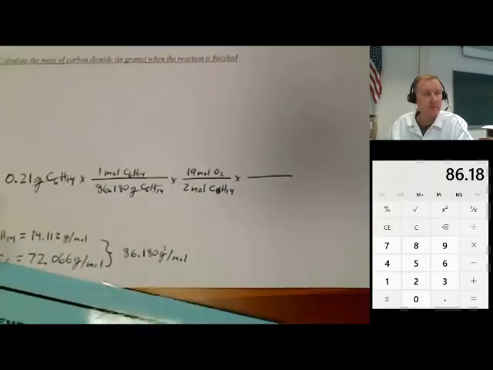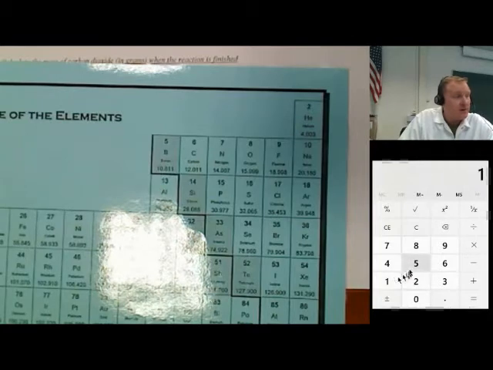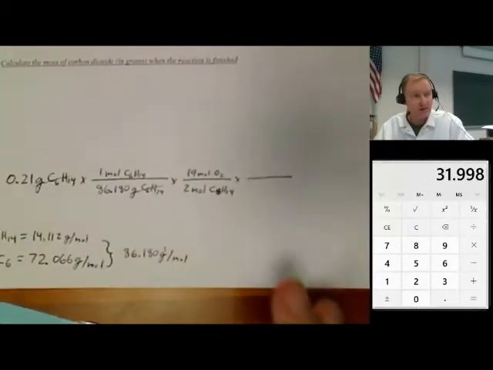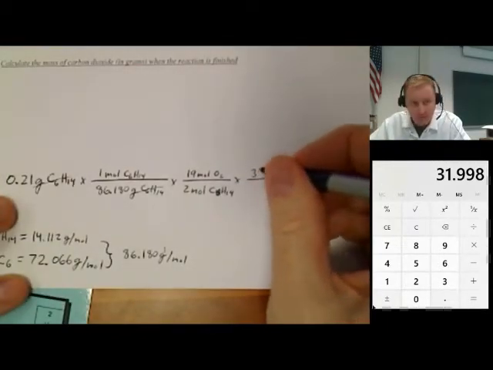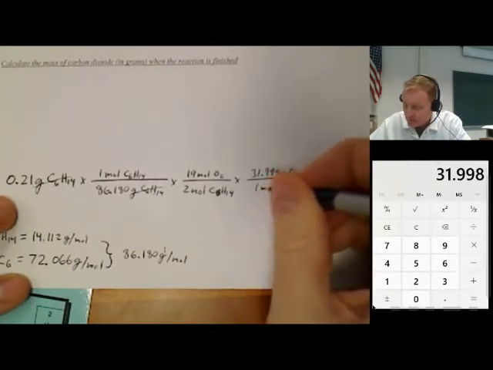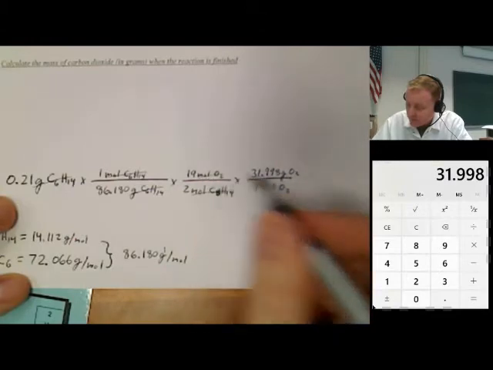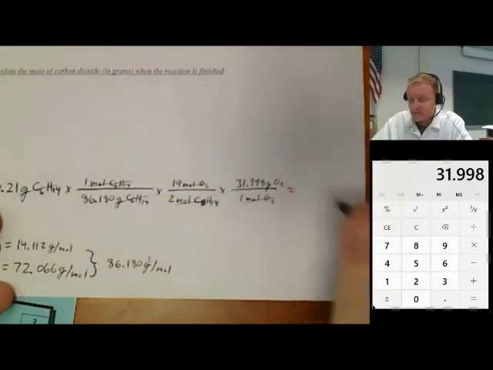And now I want to convert moles of oxygen into the mass of oxygen. So oxygen O2 is 15.999 times 2 because O2. So the molar mass of oxygen would be 31.998 grams of oxygen per 1 mole of oxygen. Moles of hexane cancel out, moles of oxygen cancel out, and then grams of oxygen. So this is telling me that if I use 0.21 grams of hexane, how many grams of oxygen are needed. So I'm going to run this in the calculator right now.